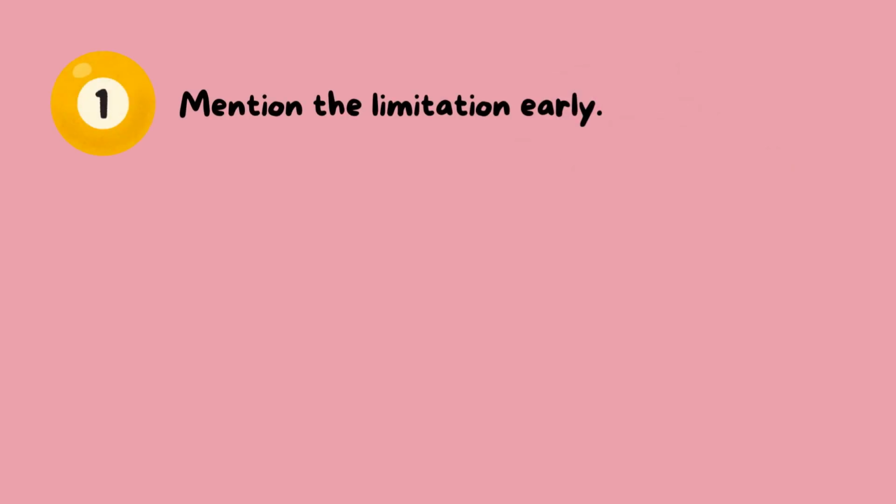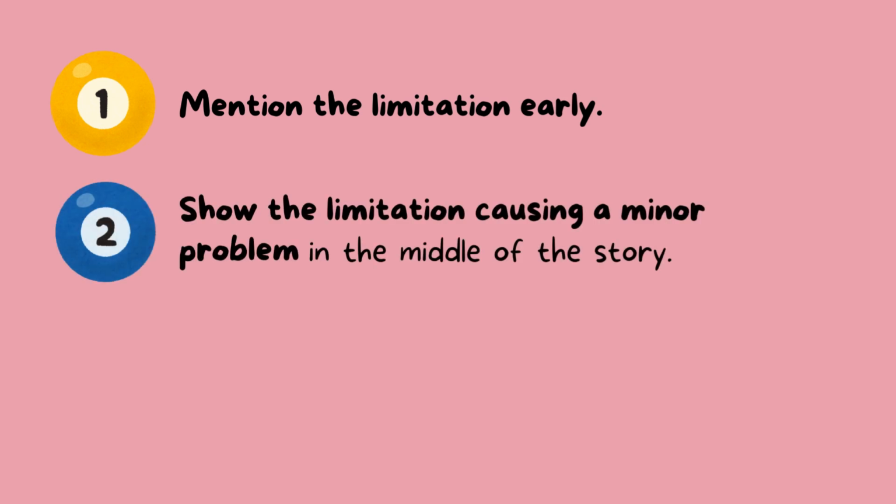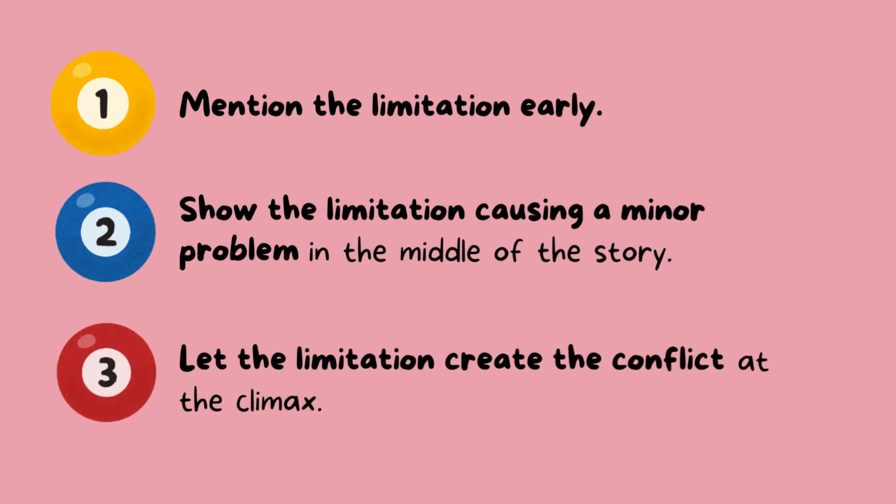Number 1, mention the limitation early. Number 2, show the limitation causing a minor problem in the middle of the story. And number 3, let the limitation create the conflict at the climax. By establishing the why not early on, you transform a potential plot hole into a deliberate, high-stakes plot point.